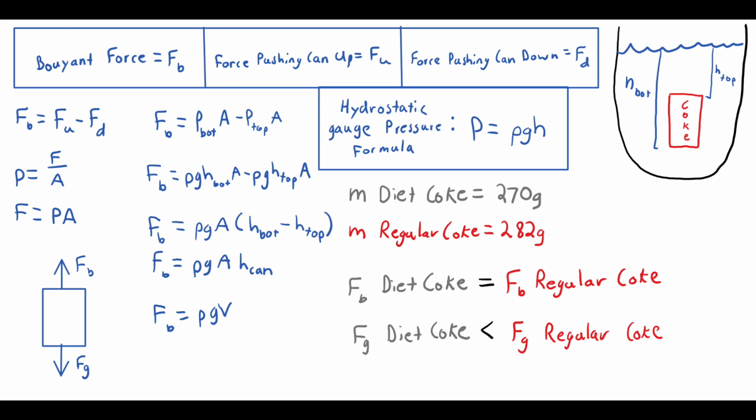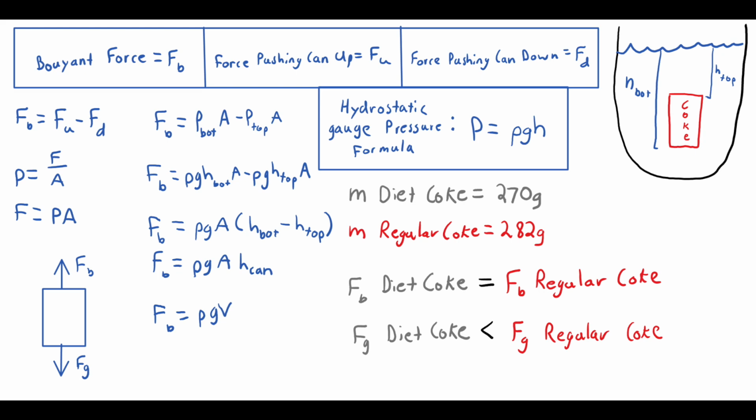Now, using the hydrostatic gauge pressure formula, pressure is equal to the density of the water times gravity times the height, where the height is measured from the surface of the water down to that point on the can, as demonstrated on the right of the screen. So, substituting this in for the pressure, we find that the buoyant force is equal to the density times gravity times height of the bottom times the area of the bottom, minus density of the water times gravity times height of the top times area of the top.